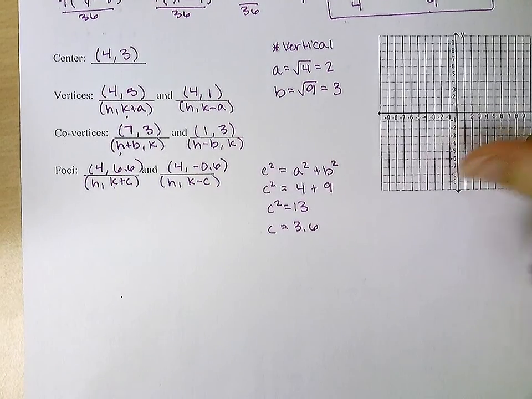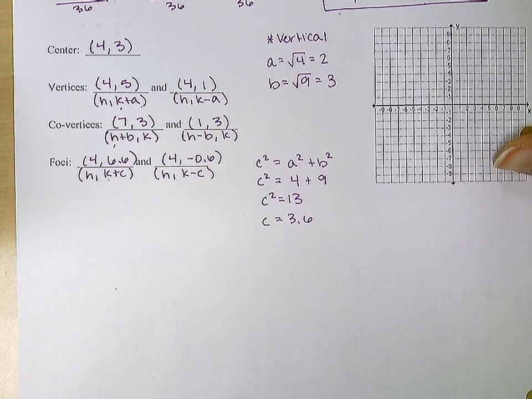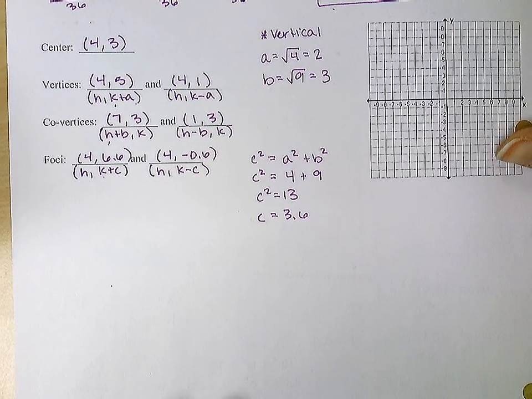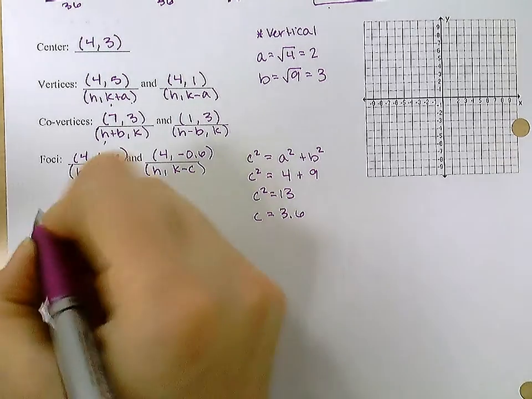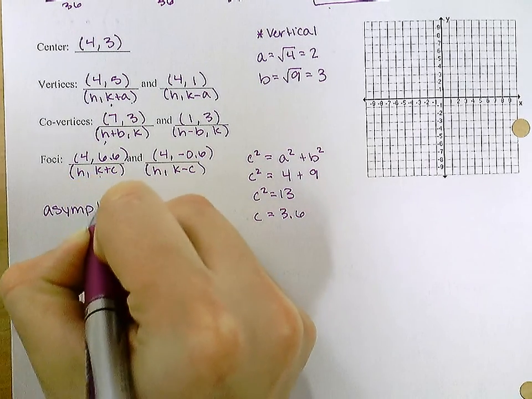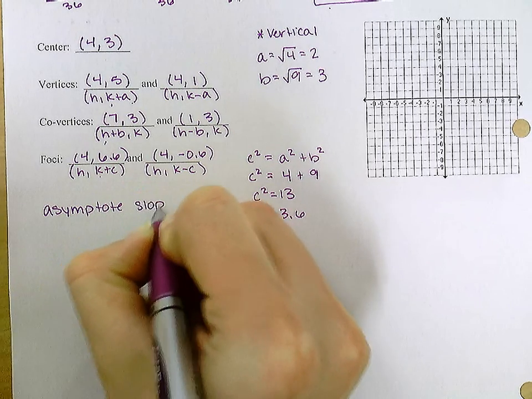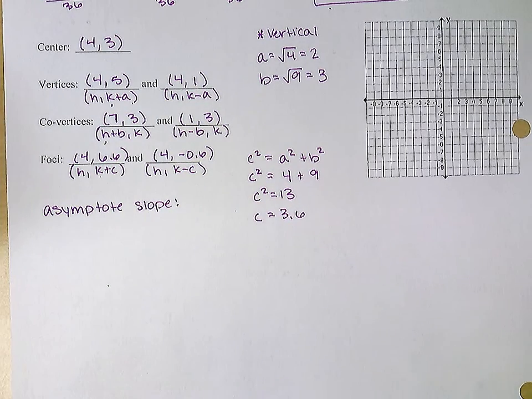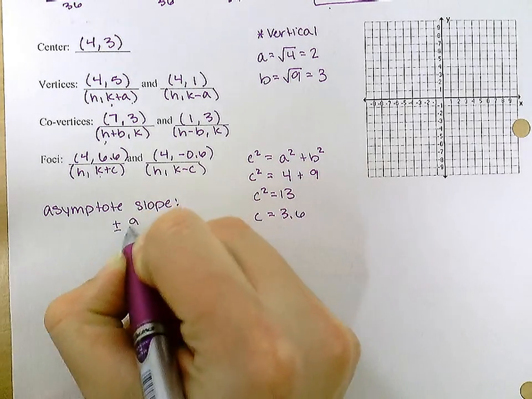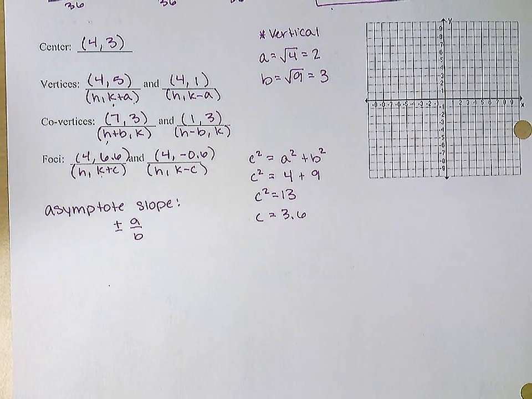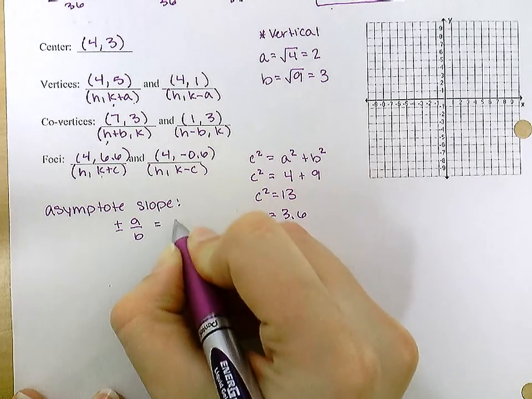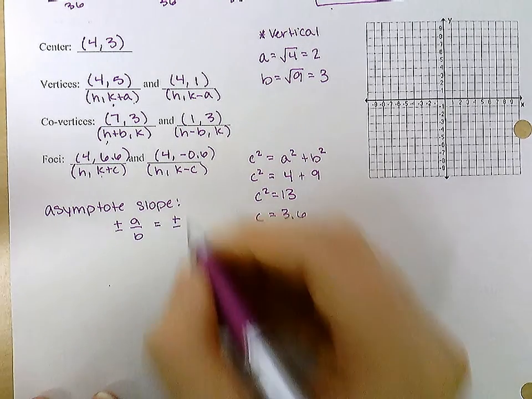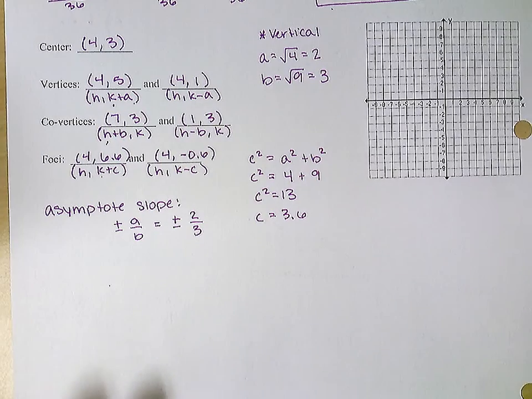And then what else do you need to graph this hyperbola? The slope of, what's it called? Asymptote. Since this one is vertical, your asymptote slope is going to be plus or minus a over b this time, instead of b over a. And again, we already know what a and b are. So we're at plus or minus 2 over 3.